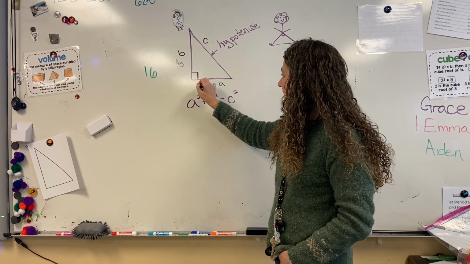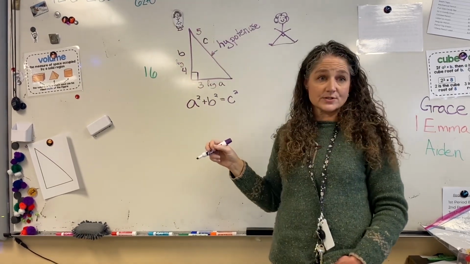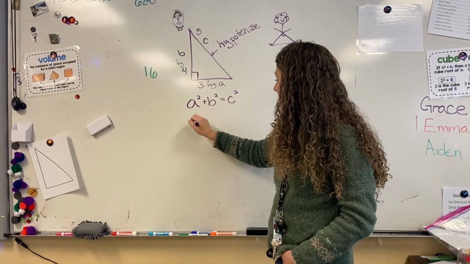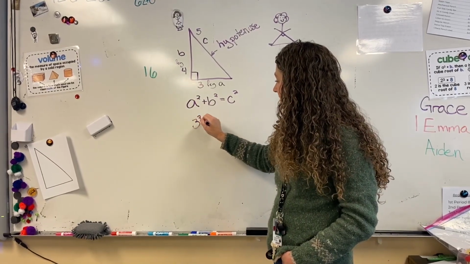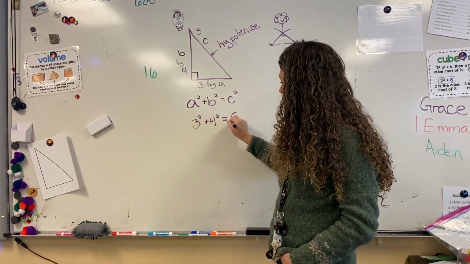So when the legs of our triangle were 3 and 4 and our hypotenuse was 5, like with our starbursts, right? A was 3, so 3 squared plus 4 squared equals 5 squared.